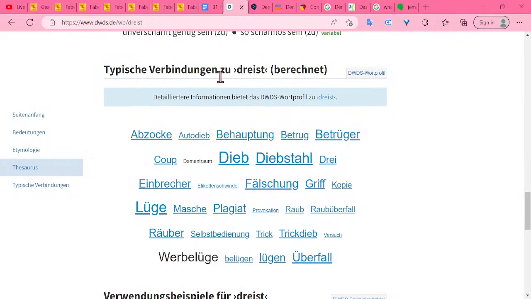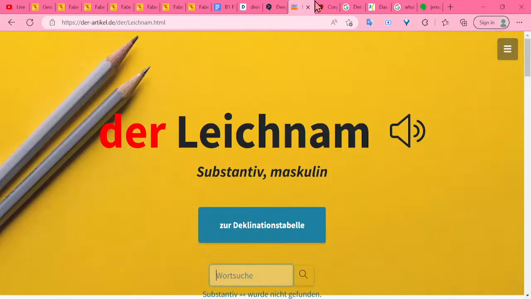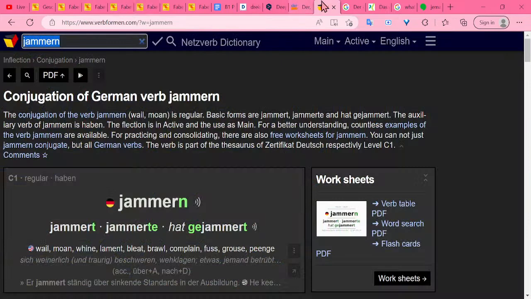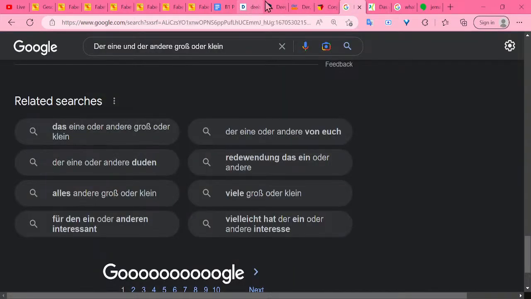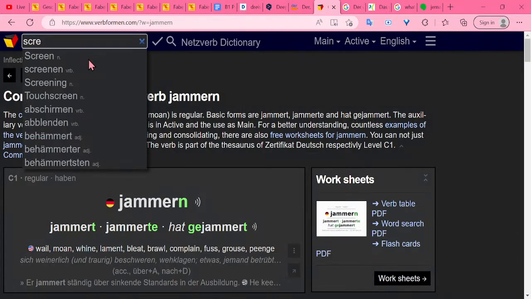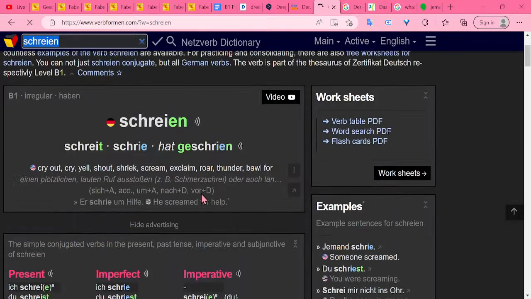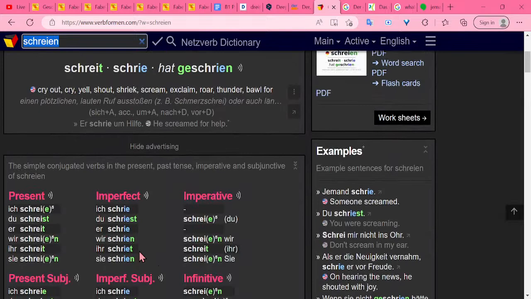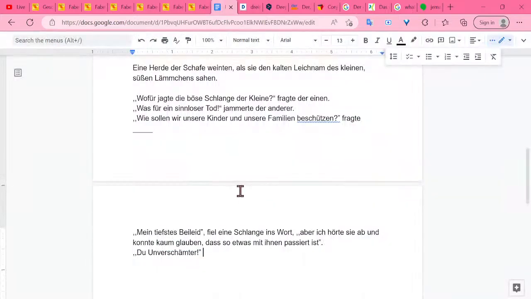Sheep don't really bellow, so I can't say he bellowed or maybe yelled. Schreien. Schreiten. Schrie, okay. Schrie. Again, I don't know if I want to write their names or use eine, andere, dritte, vierte. Du Unverschämter. Just think. Du Unverschämter.